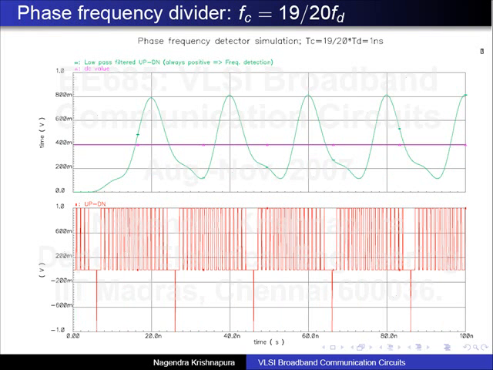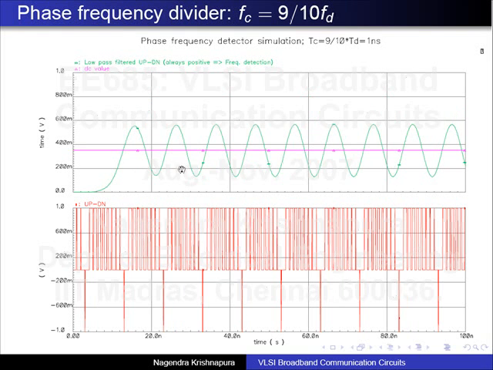Yeah, so what I have done is to take the phase detector output, up minus down, and pass it through a high order Butterworth filter. In this case, I think the second harmonic of this was also passing through the Butterworth filter. In the next case, it's only the fundamental that's passing through the Butterworth filter. That's why.